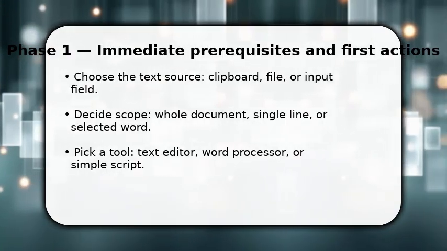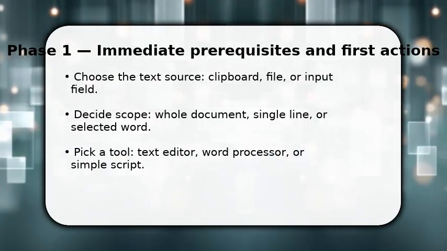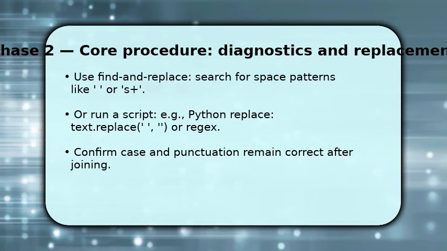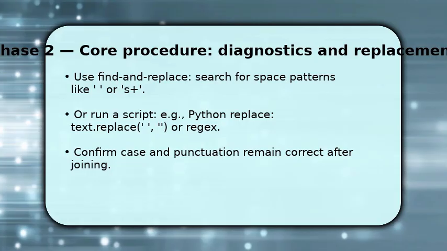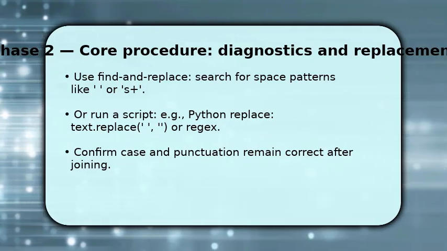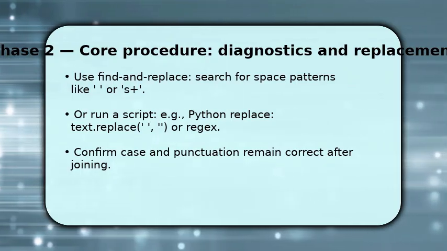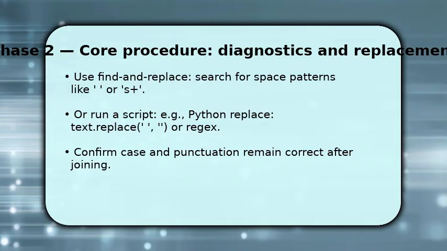Prepare a backup or copy before changing anything, and keep the original visible so you can compare results as you proceed. Now you perform the actual removal. If using an editor, run find and replace. Target plain spaces or a regex like \s+ to collapse white space. Replace with nothing. If scripting, call a trusted function. In Python, use text.replace or re.sub with \s+ for broader white space.